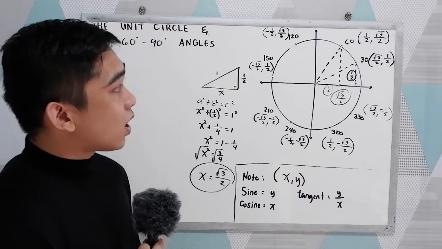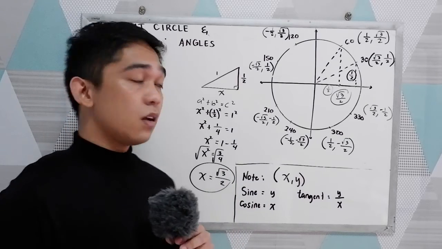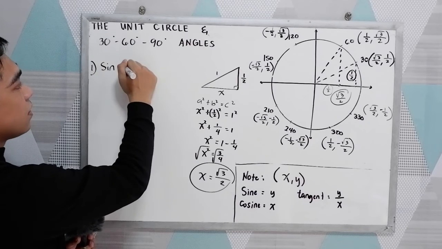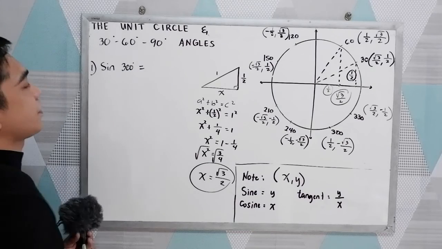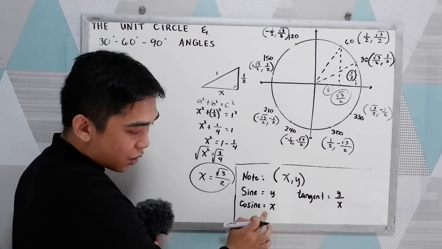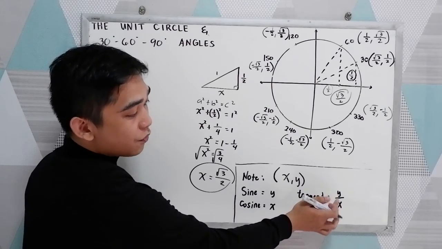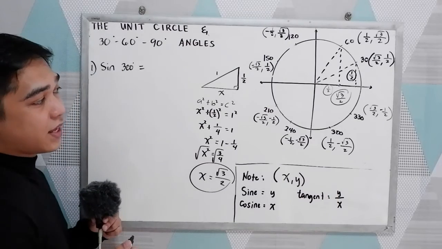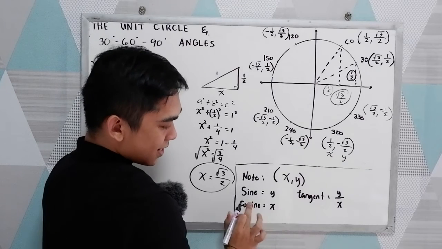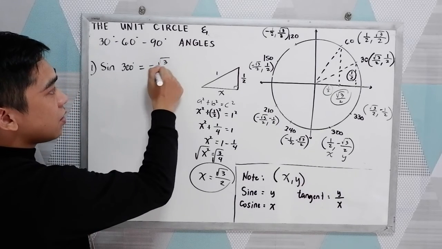Now, how are we going to apply this? The 30, 60, 90. Let's say you need to find sine 300 degrees. Take note, in our coordinate, x indicates our cosine, y indicates our sine, and tangent is y over x. Sine 300, so locate 300, x and y. Sine is y, so that is negative square root of 3 over 2.